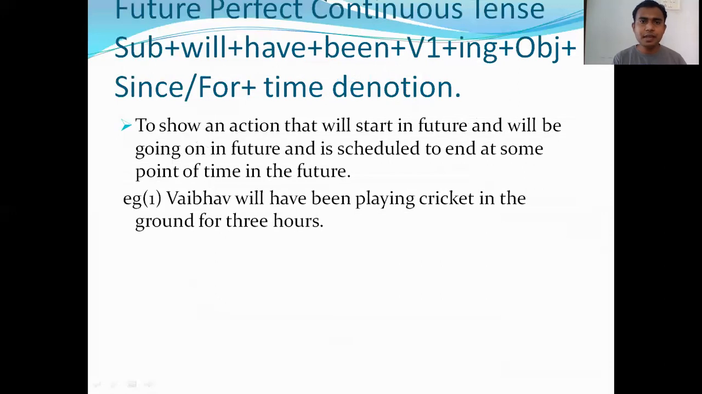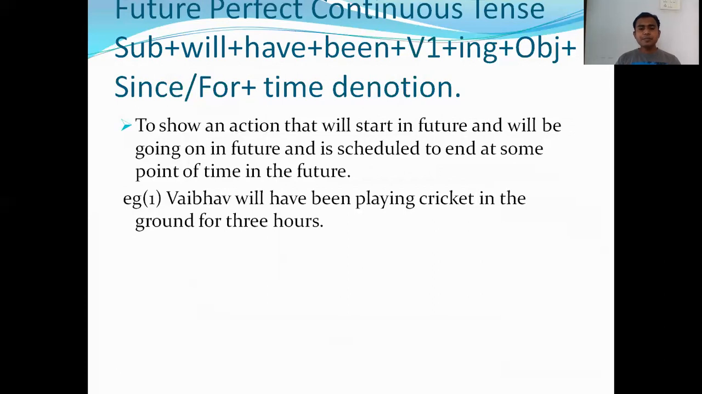And finally, we have future perfect continuous tense. Now, future perfect continuous tense is used to show an action that will start in future, will be going on in future, and is scheduled to end at some point of time in future. Means the action will start in future, continue in future, and is decided to get over in the future. Example, Vaibhav will have been playing cricket in the ground for 3 hours.